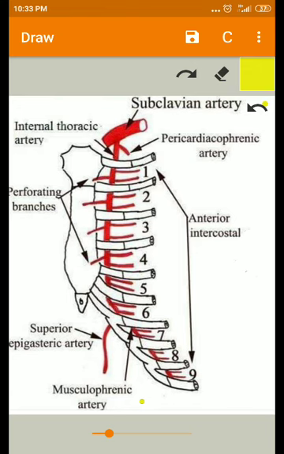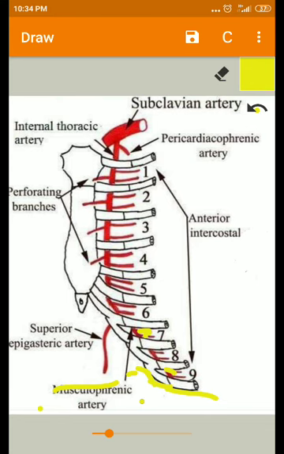Coming to the musculophrenic artery, it runs downwards and laterally behind the 7th, 8th and 9th costal cartilages. It gives two anterior intercostal arteries in each of the 7th, 8th and 9th intercostal spaces. It perforates the diaphragm near the 9th costal cartilage and terminates by anastomosing with other arteries under the surface of the diaphragm. This is about the internal thoracic artery.